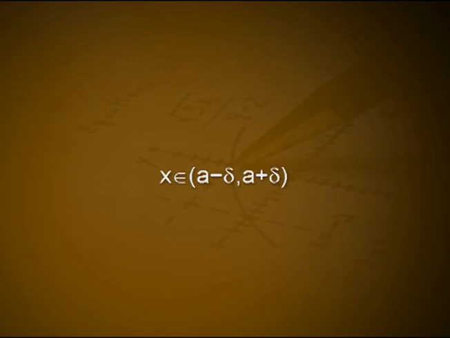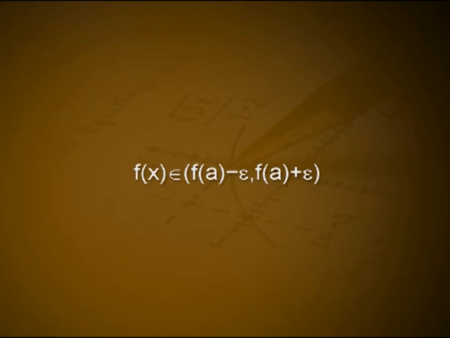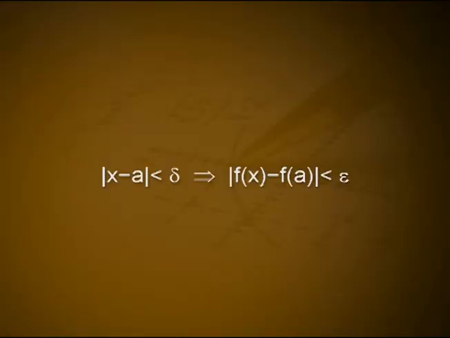So a continuous function is a function in which arbitrarily small changes in the input produce arbitrarily small changes in the output. In figure A1, we can see that for any epsilon band containing f of a, there exists a delta band such that x belongs to the open interval a minus delta to a plus delta implies that f of x belongs to the open interval f of a minus epsilon to f of a plus epsilon. That is, absolute value of x minus a less than delta implies that absolute value of f of x minus f of a less than epsilon.